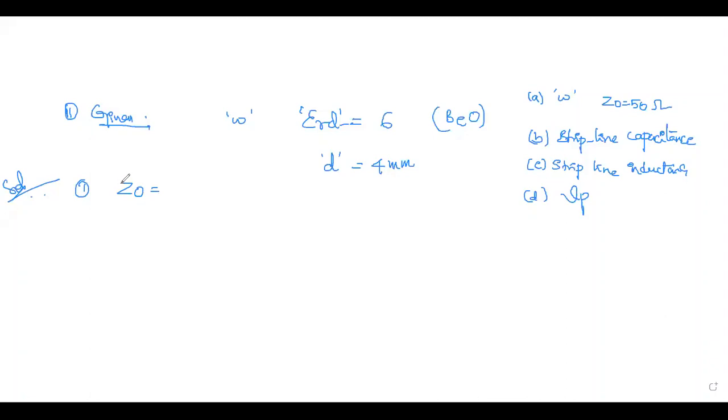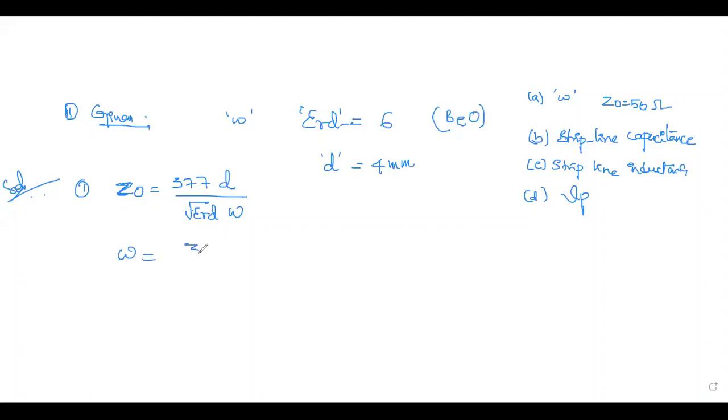What is the characteristic impedance equation? Z0 = 377 d divided by omega square root of epsilon RD. Z0 = 377 d over square root of epsilon RD into W. Now from this you can find out W.